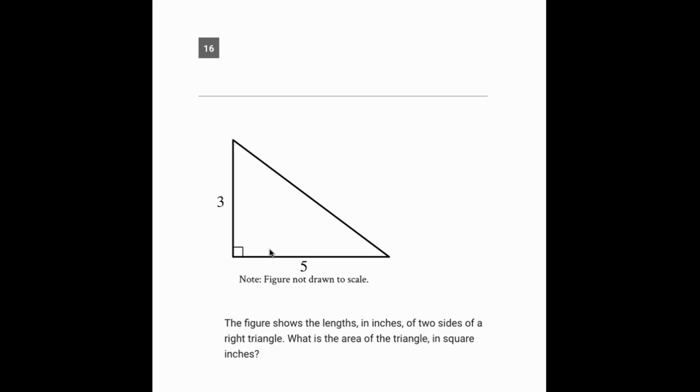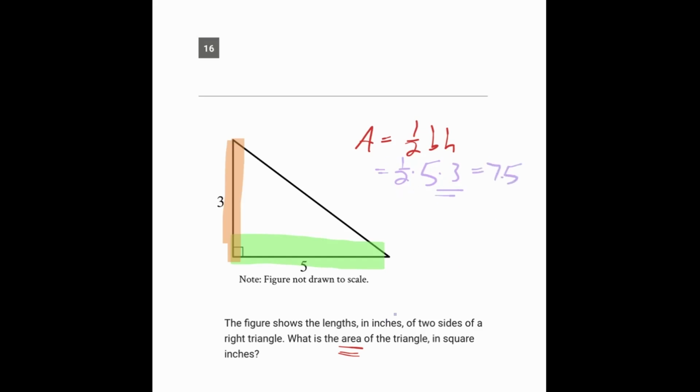Now going over to question number 16. Here we have a right triangle and we're being asked for the area. Now the area of a triangle, that's 1/2 times base times height. And the base is a length of 5 and the height is 3. So we have 1/2 times 5 times 3, which is 15 times 1/2, or half of 15, and that's 7.5. And that's our answer to number 16.